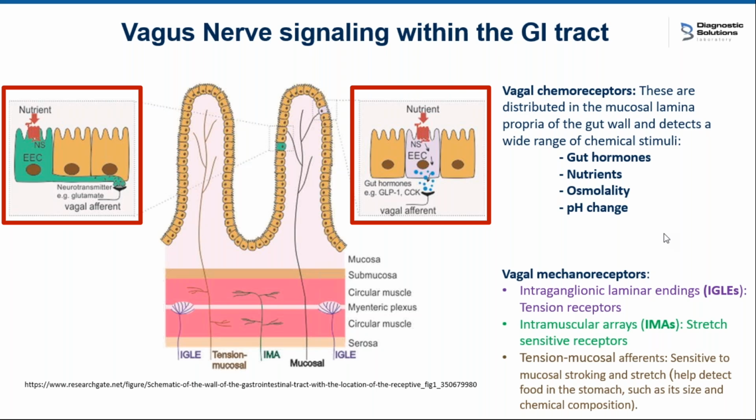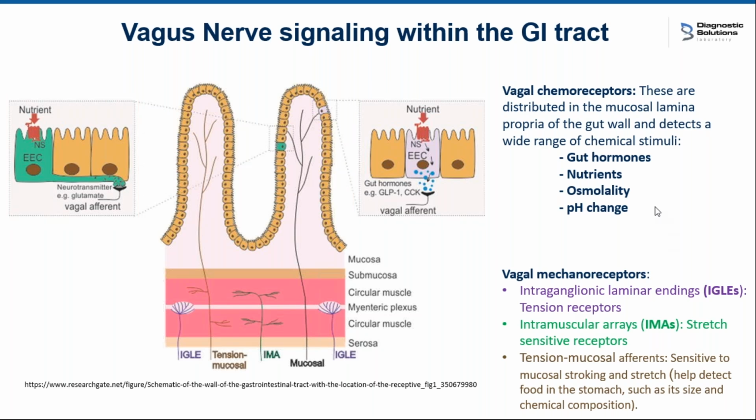Basically they express nutrients on these receptors of the EEC. And then when activated, they initiate an intracellular process which involves release of gut hormones like CCK and GLP-1, which is glucagon-like peptide one. You can see the vagal afferents are right there, in close proximity, getting that information. These vagal afferent chemoreceptors are responding in real time to gut hormones, nutrients, osmolality, and pH change from the meal that you just ate. So that's your chemoreceptor function.